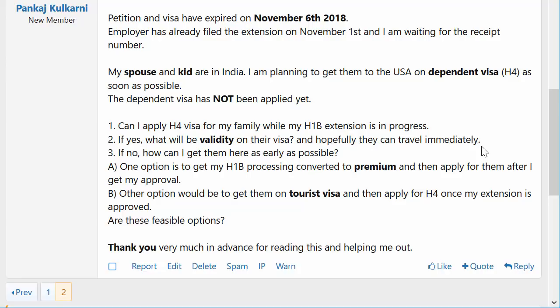How can I get them here as early as possible? I think you have to wait for your H1 approval. Premium processing is probably going to be available in February. Before that, premium is only available if your H1B extension is without any change. Doesn't hurt to ask for a tourist visa. Government could deny it, consulate could deny it, but as long as you make the facts known to the consulate and they still decide to give you an approval of a tourist visa, you can go for it.